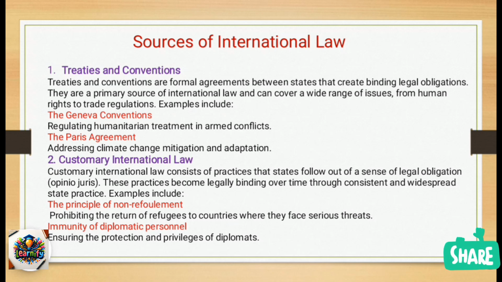Customary international law consists of practices that states follow out of a sense of legal obligation. These practices become legally binding over time through constant and widespread state practice. Examples include the principle of non-intervention and the immunity of diplomatic personnel.